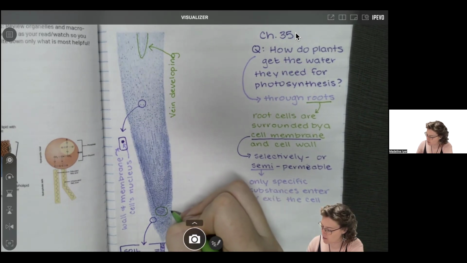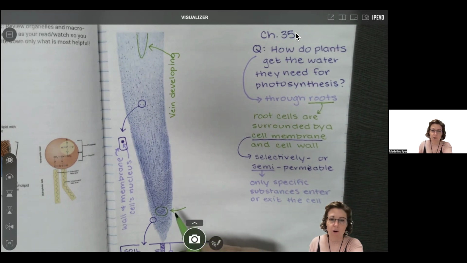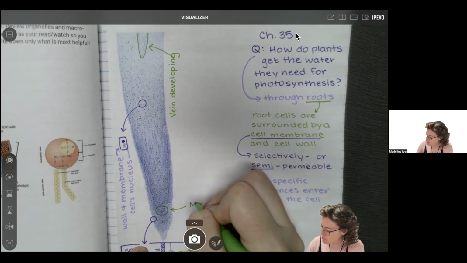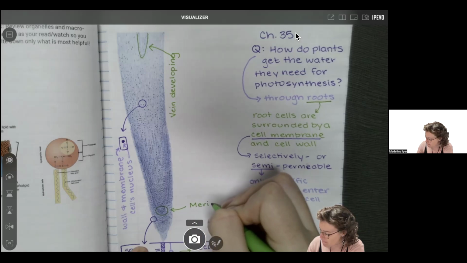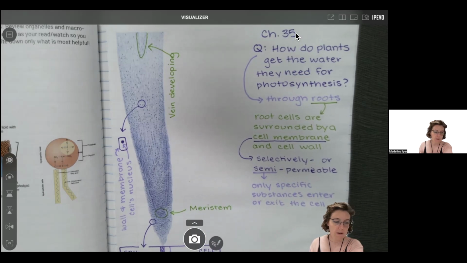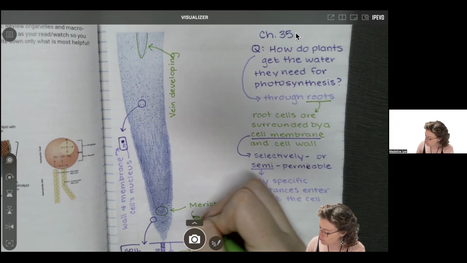That's because this is the meristem. This is where baby cells are born, okay? And this is where mitosis is actively happening to produce those new cells. So let's label this meristem. Okay. And that's where the cells divide to grow the root.